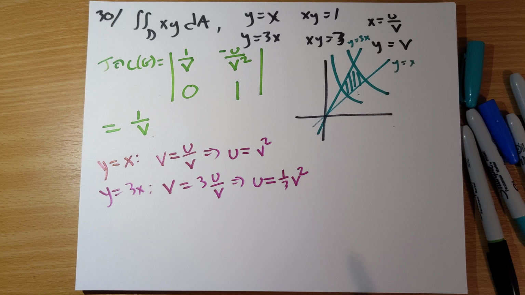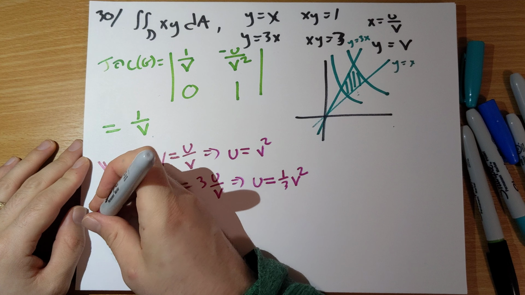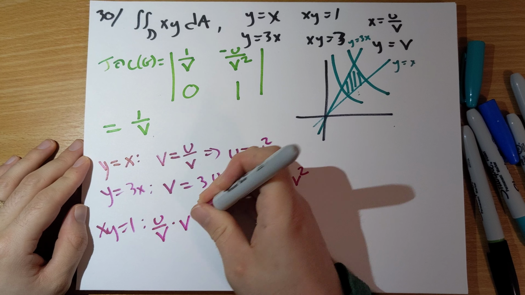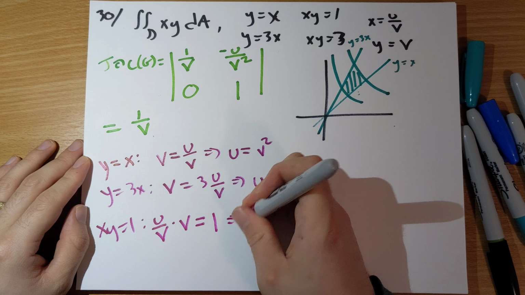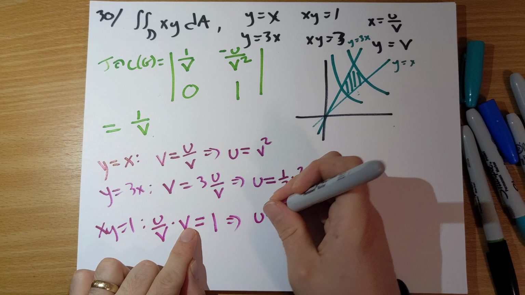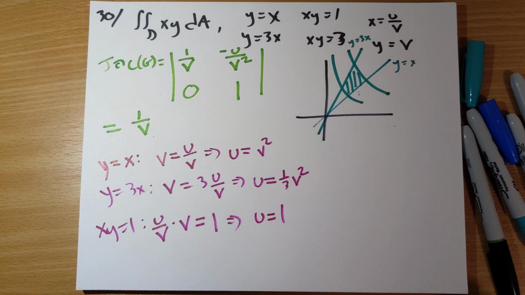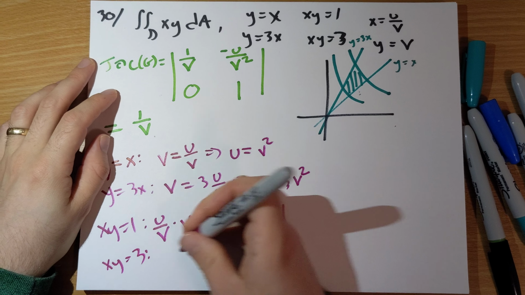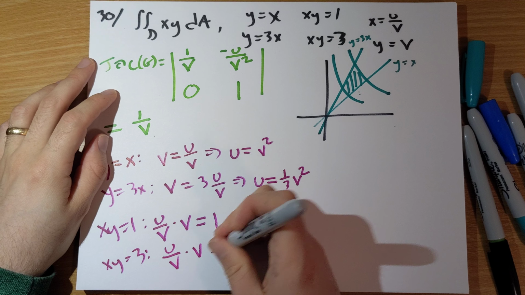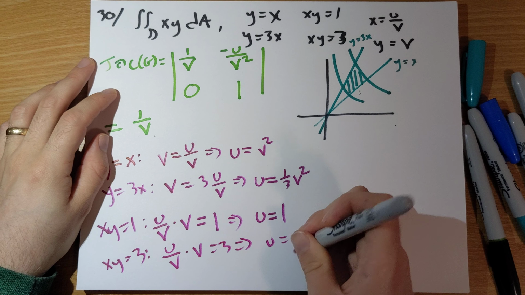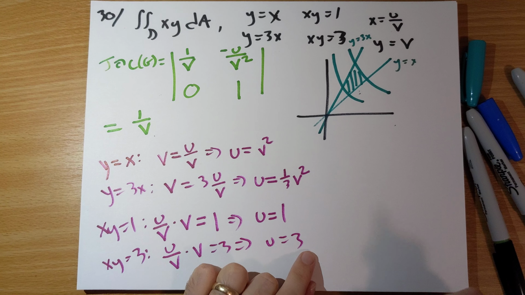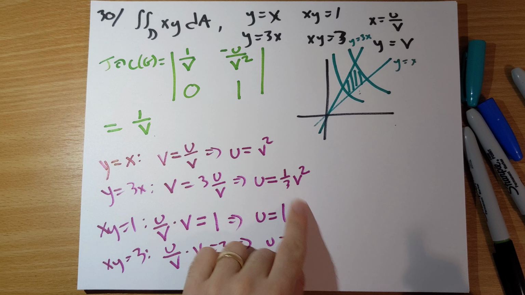Okay, 2 down, 2 to go. x times y is equal to 1. Well, x is u over v, y is v. This is equal to 1, but those v's cancel, and we just have u is equal to 1. And then finally, xy is equal to 3, so this is u over v times v is equal to 3, u is equal to 3. So it looks like our bounds here are going to be u is equal to v squared, u is equal to 1/3 v squared.